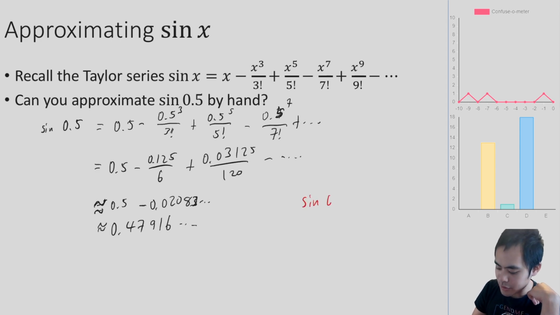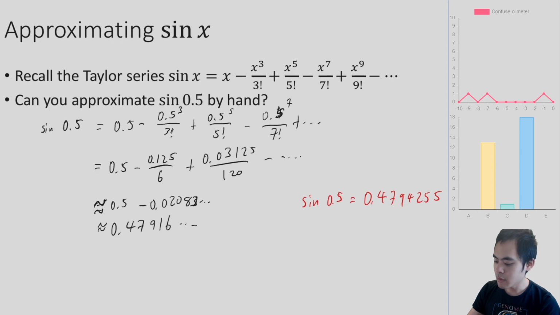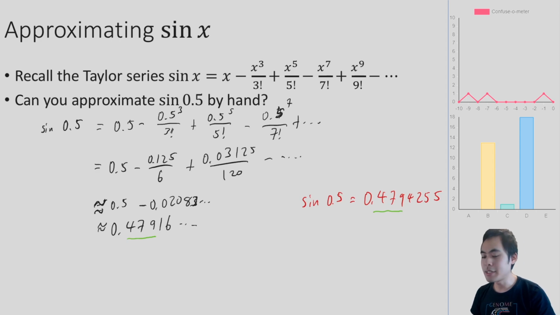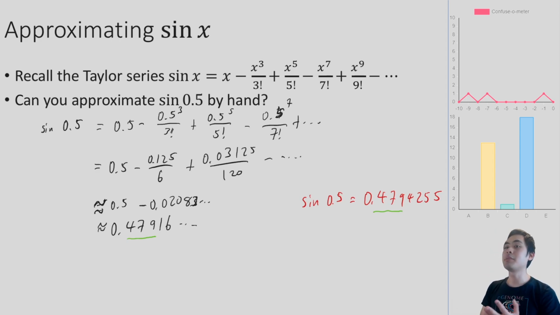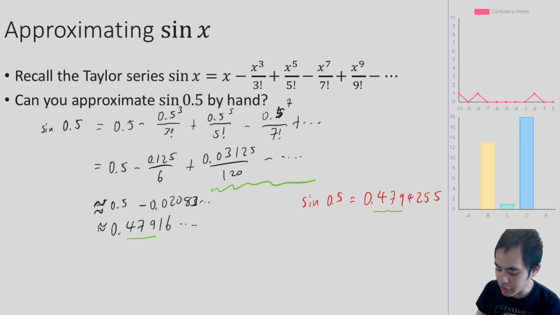The actual value of sine of 0.5 is 0.4794255. So you notice that even though we only took the first two terms of the Taylor expansion, we were able to approximate it by cutting off the rest of the terms, and this allows us to very quickly approximate what sine is equal to. The sine of 0.5 is approximately equal to 0.479, and the error is, of course, in all these other terms that we got rid of.